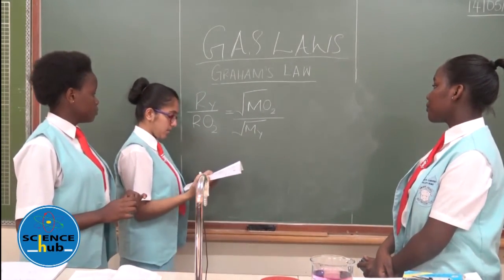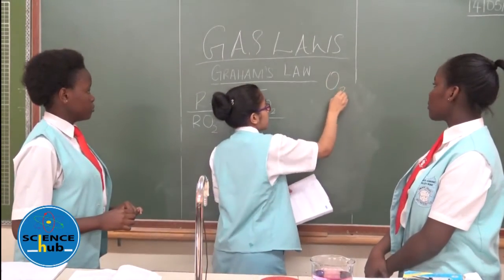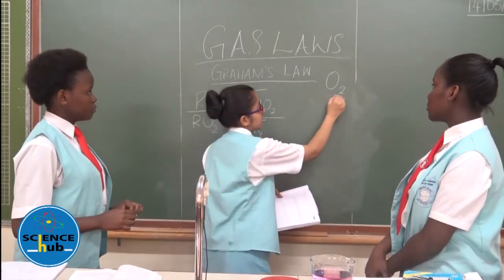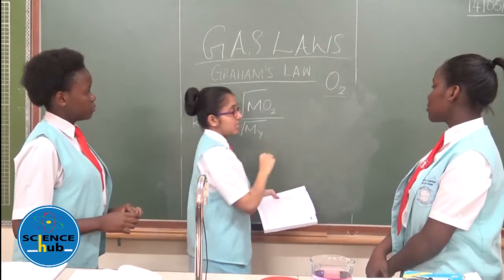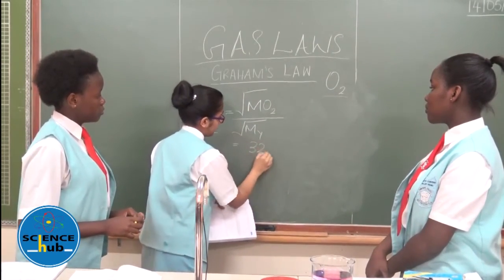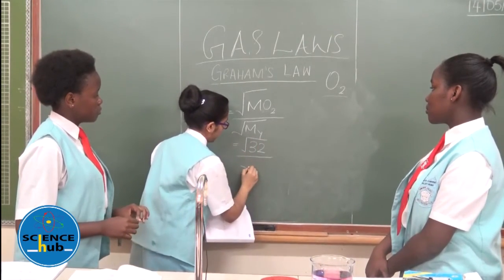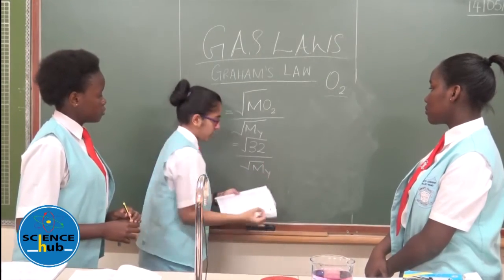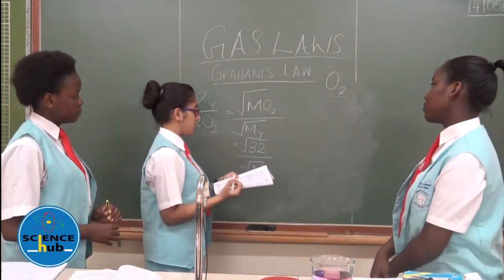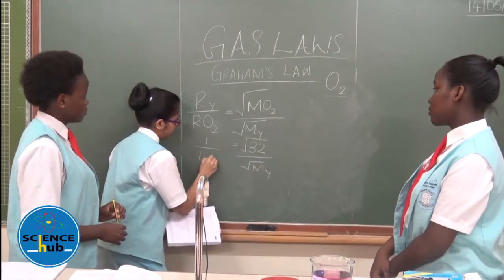Since we know the mass of oxygen is 32, because oxygen is written as O2, and one oxygen atom is 16 grams. So here it's two atoms, so that's 16 times 2, which is 32. So the mass of oxygen is 32, square root of 32, over the square root of My. And we have been told the gas Y diffuses 1.5 times slower than oxygen. So the rate is 1 over 1.5.